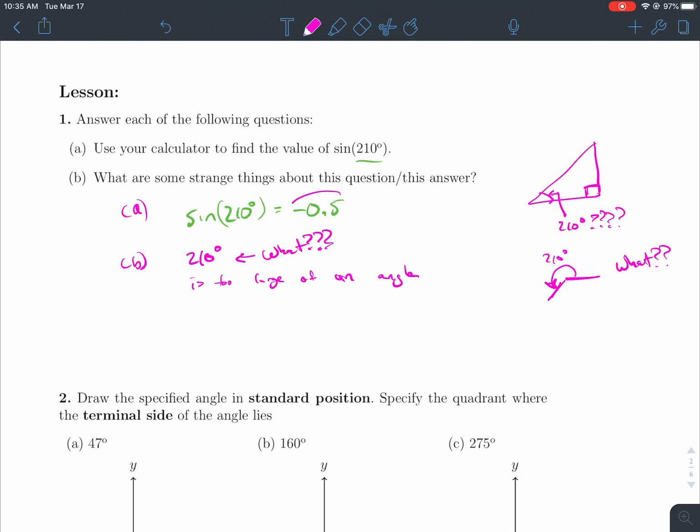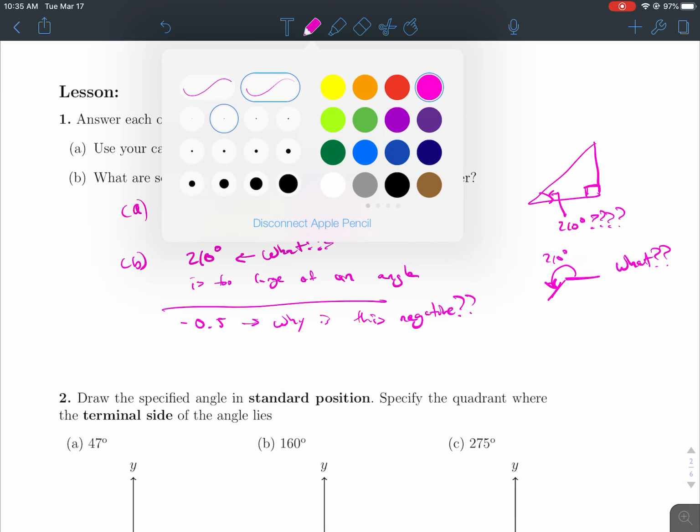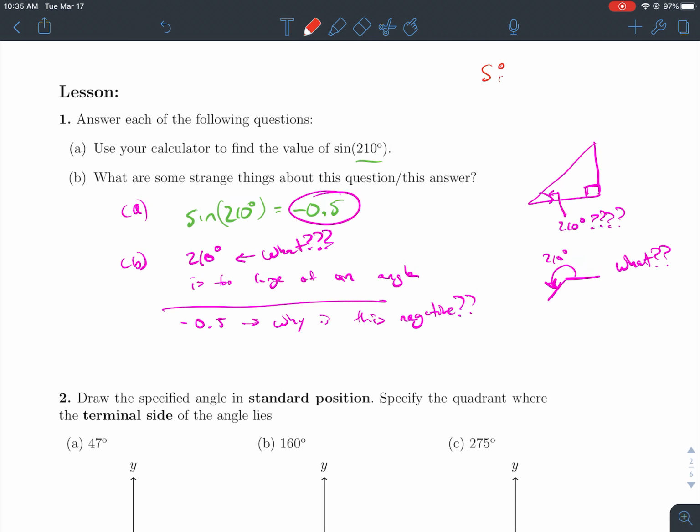And then also something really weird is, how is it that we're getting a negative number on the right-hand side? Why is this negative? It makes no sense to get a negative number here because sine is supposed to be equal to opposite over hypotenuse. So how is it possible that we're taking the ratio of a side, which has to be a positive number because it's a length, and another positive number, and somehow we're getting positive over positive equals negative?